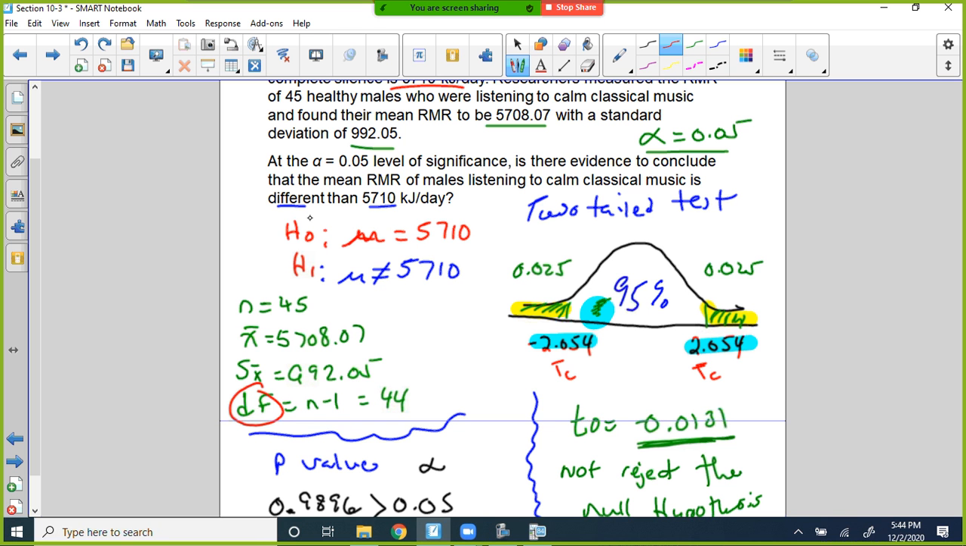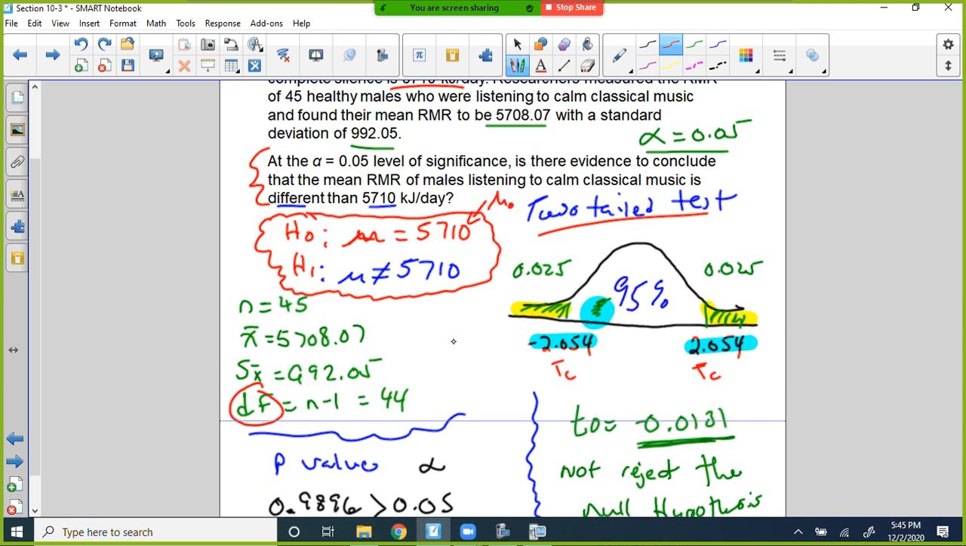And then we were able to write our null and alternative hypothesis. Now, our alternative hypothesis is written based off this claim right in here, right? It didn't say greater than or less than, it just said different, a two-tail, right? And this 5710 is the mu naught, right?